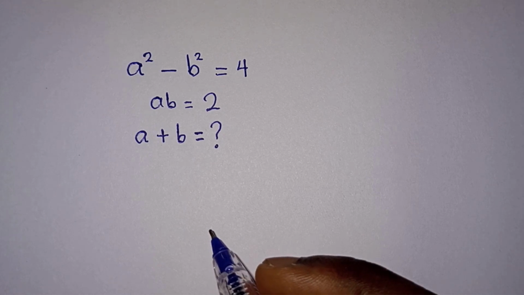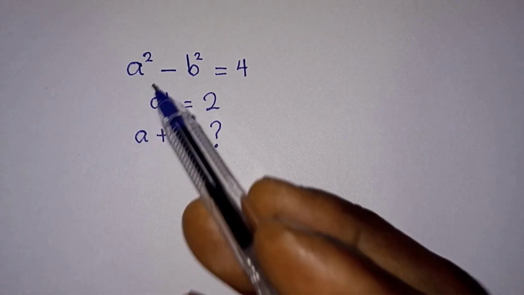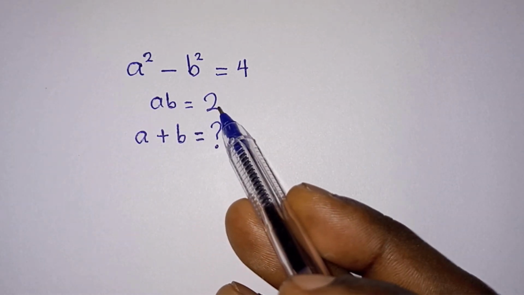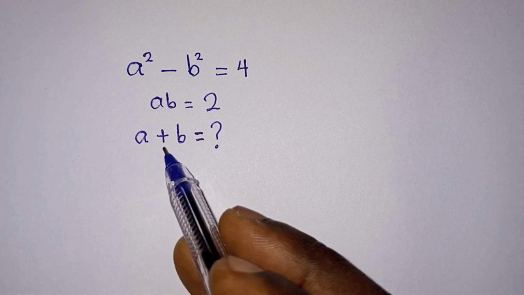Hello everyone, in this video we have this interesting problem. We have a squared minus b squared is equal to 4, a times b is equal to 2, and we have to find the value of a plus b.